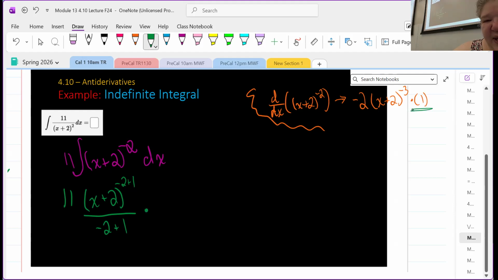Now I do need to account for that chain rule. Now the chain rule is multiplying by 1, so I need to divide by 1. So it's not actually doing anything here, but if that inside was like 3x plus 2, then I'd be writing 1 over 3. It would make a difference. And then, of course, our plus c.